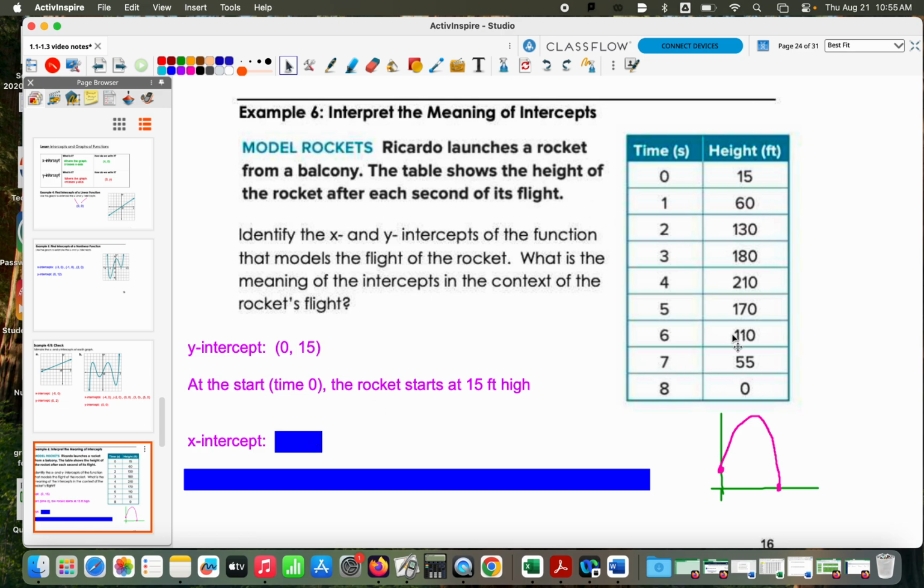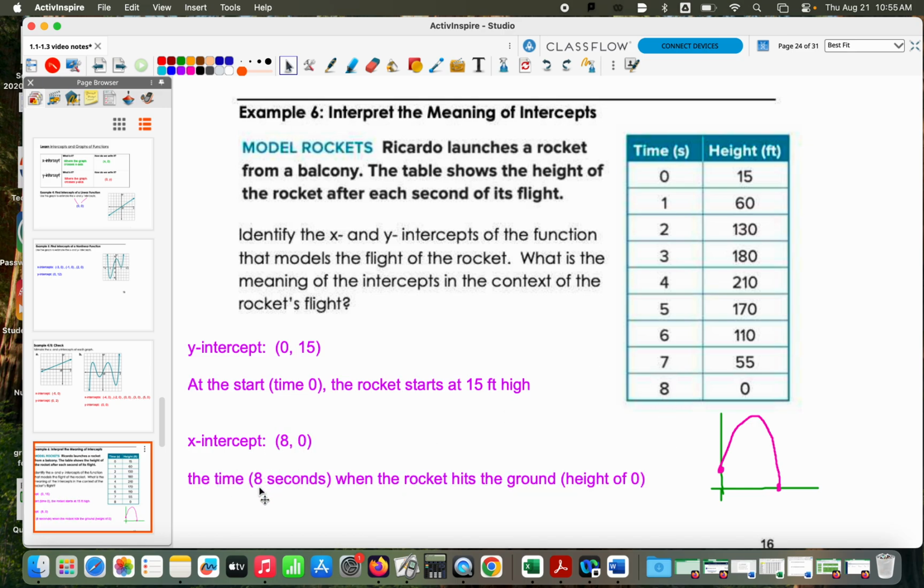Your x-intercept, look for the other 0. Right here is 0. So it's at 8 seconds. So 8 comma 0 means the time. After 8 seconds, that rocket would hit the ground. Right here would be 8, 0. So it has a height of 0, so it's hit the ground.